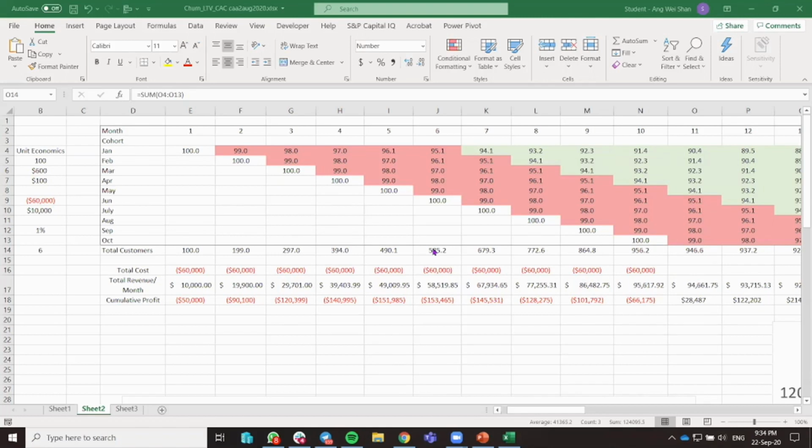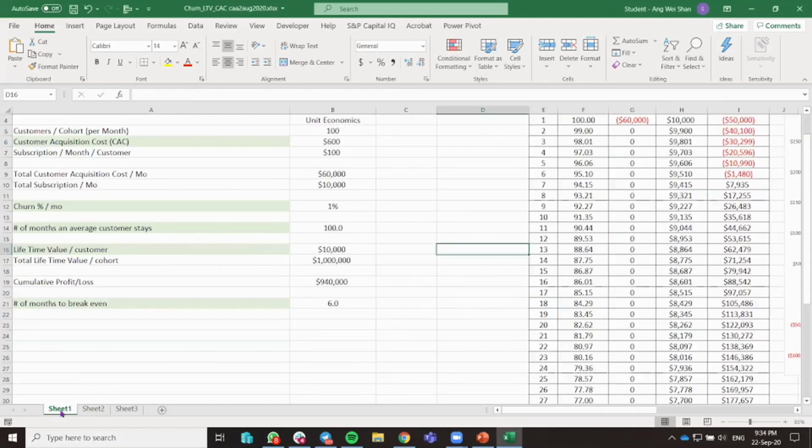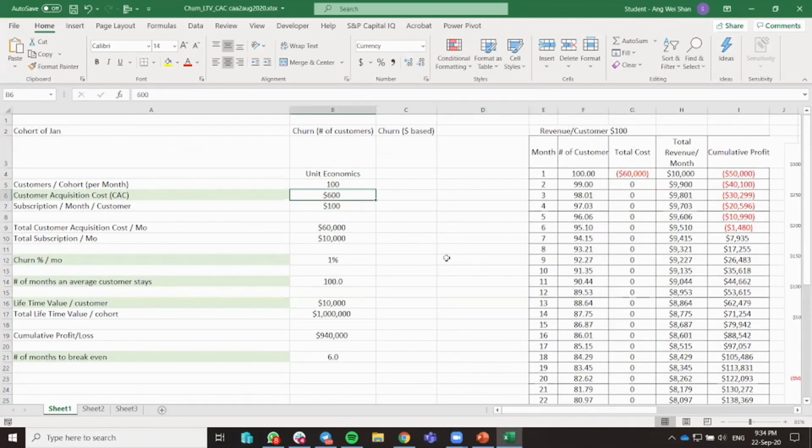So Susanna asks, if the cost is $700, then it takes 7 months to break even, isn't it? Susanna, going back to this first example, the cost is actually $600. So it takes 6 months to break even.